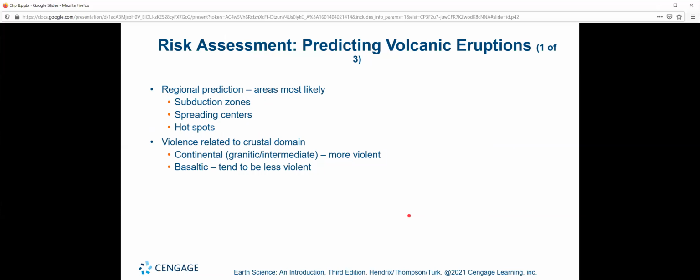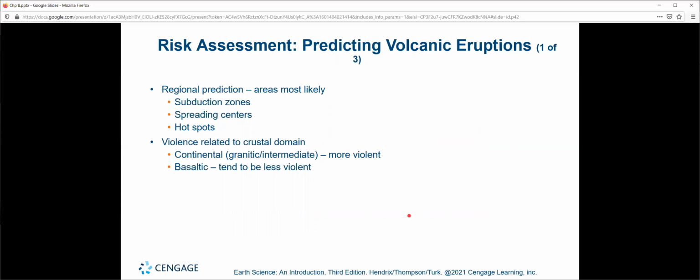So, regional predictions. What do we do about volcanoes? How can we treat them in a risk assessment manner? Well, volcanoes tend to exist where you know they exist. Subduction zones, spreading centers, hotspots, what have you. And volcanic violence, the volcanic activity, is related to the type of rock you have and the type of area where they're found.